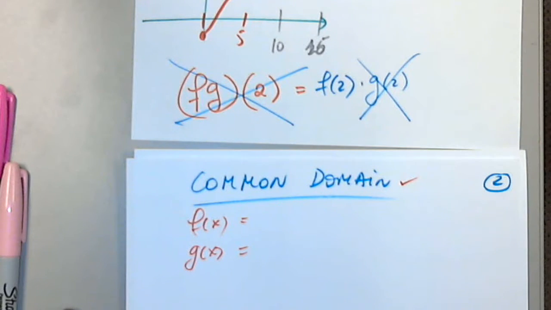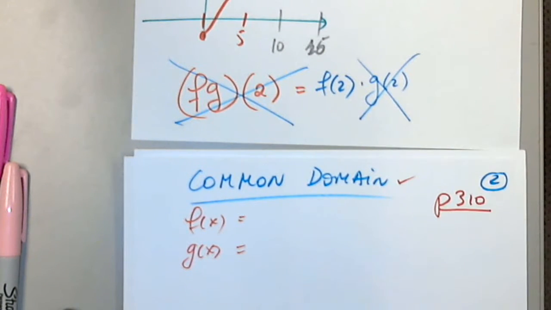We are going to find the domain of f and g, the common domain, the domain of the sum, difference, product, ratio, and also create those functions. So would you like to give me two functions, or I will pick them from the book? We are on page 310. No problem. We're on page 310.